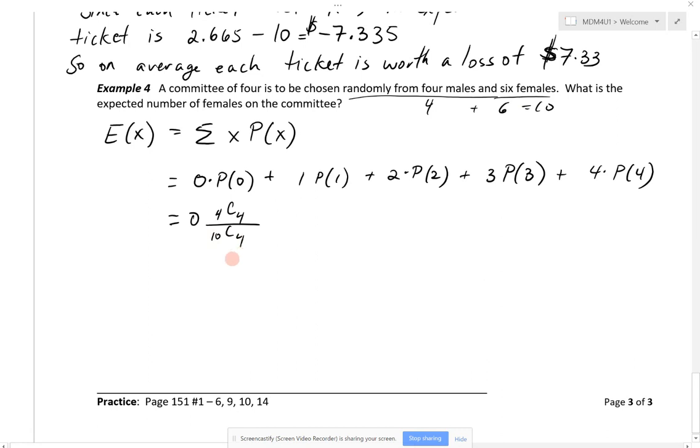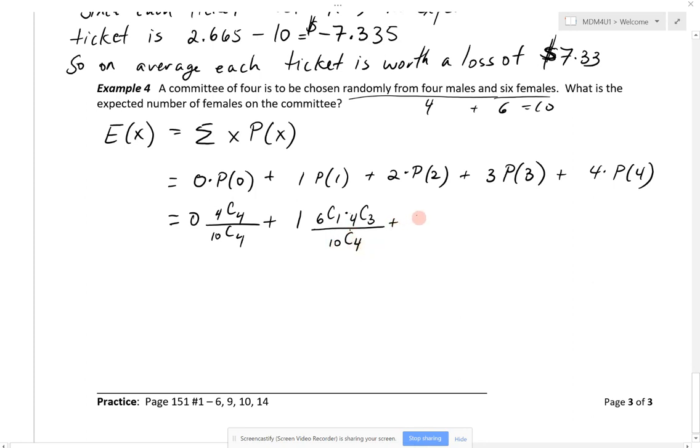So that's the total number of ways you can choose your people for your committee. On the top is how many ways you can choose 4 males from 4 males, divided by the number of ways you can choose 4 people from 10 people. That's your probability. Plus, if you want 1 female in your committee, there's 6 females to choose from. So it's 6 choose 1 times 4 choose 3. You're still going to choose 3 males if you chose 1 female. And the total number of outcomes, 10 choose 4.